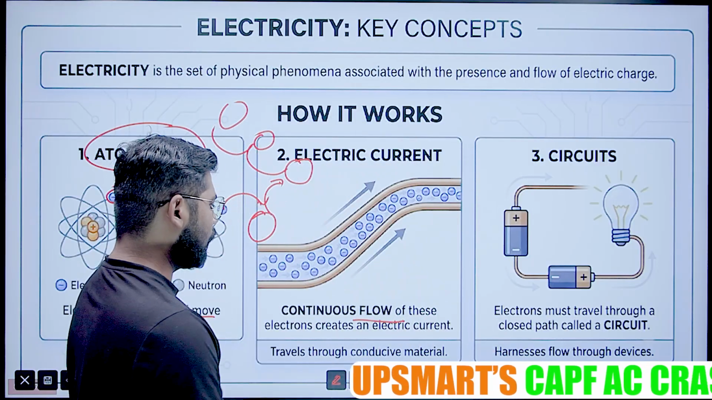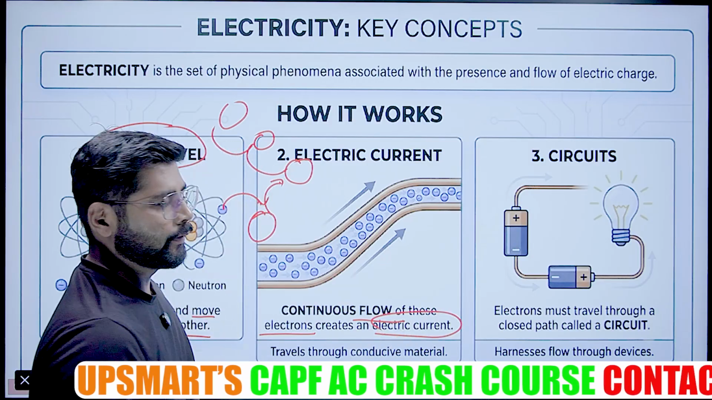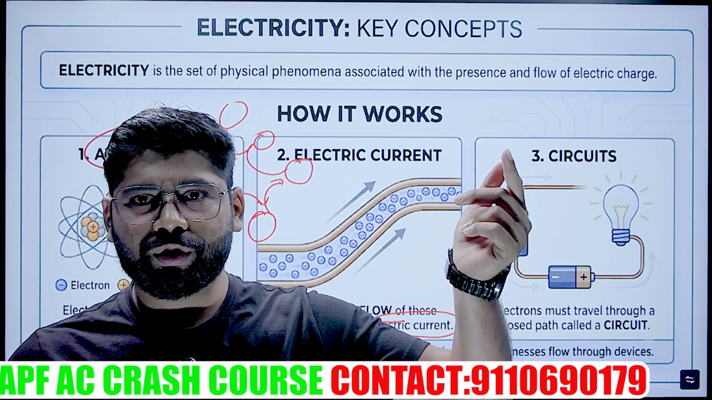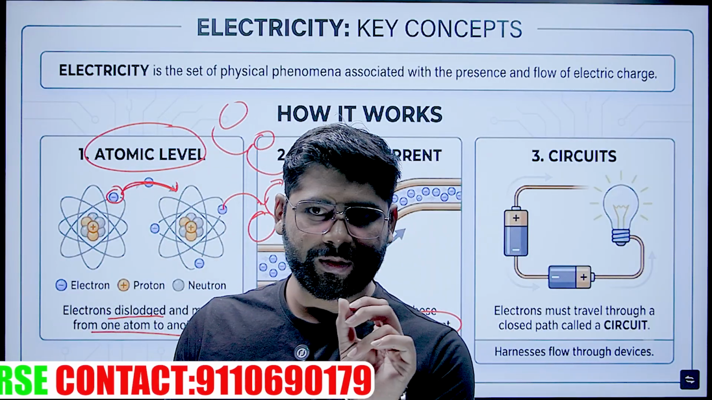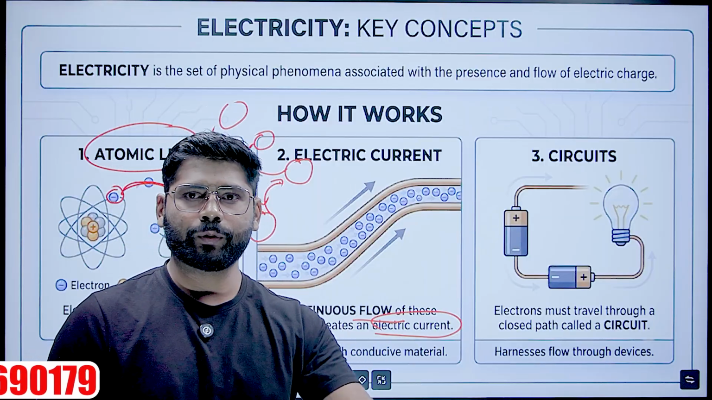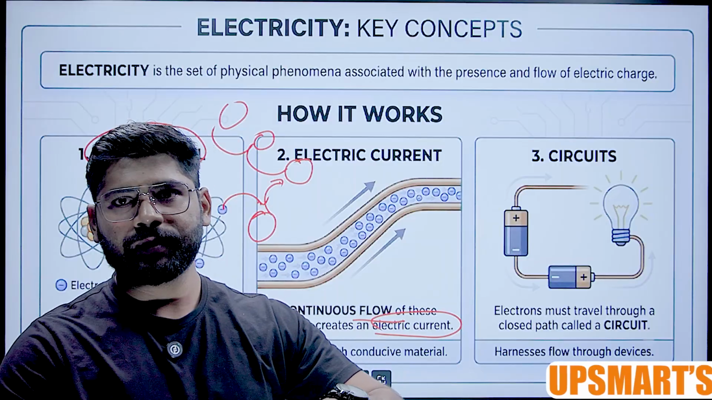There will be a continuous flow of these electrons. This continuous flow of electrons is nothing but electric current. So what is the electron? The negative charge present on the electron shell dislodges from the present atom and moves towards the next atom. The same happens with the next atom: the electrons in that atom move to the next atom.